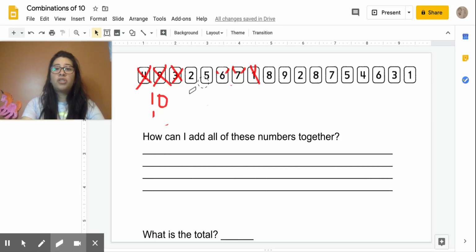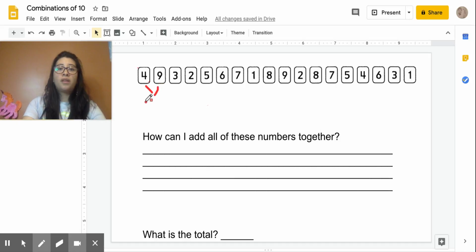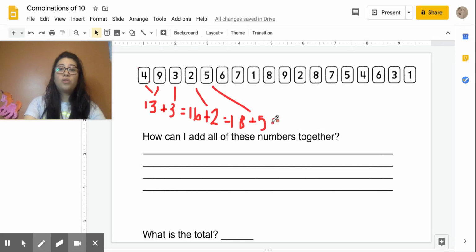You might tell me, Miss G, I'm going to add the numbers, 2 numbers at a time, and then I'm going to keep adding them and keep adding them. That's perfectly fine. I just want to see what you can do. So you might tell me, Miss G, I'm going to add 4 plus 9 equals 13. And then I'm going to do 13 plus 3 equals 16. And then I'm going to do 16 plus 2 equals 18. And then I'm going to do 18 plus 5 equals 23. You can do this. That's perfectly fine.